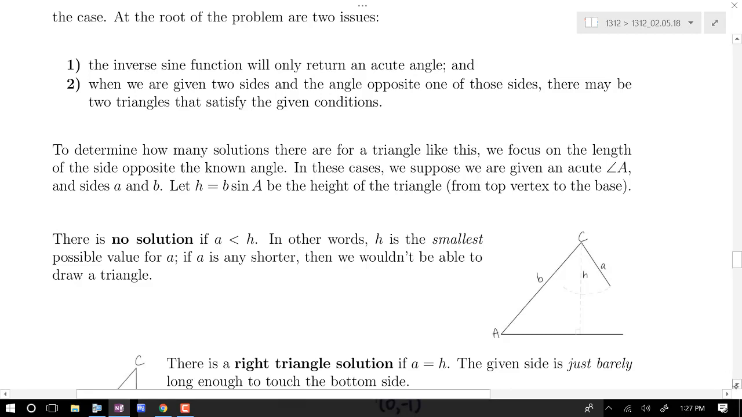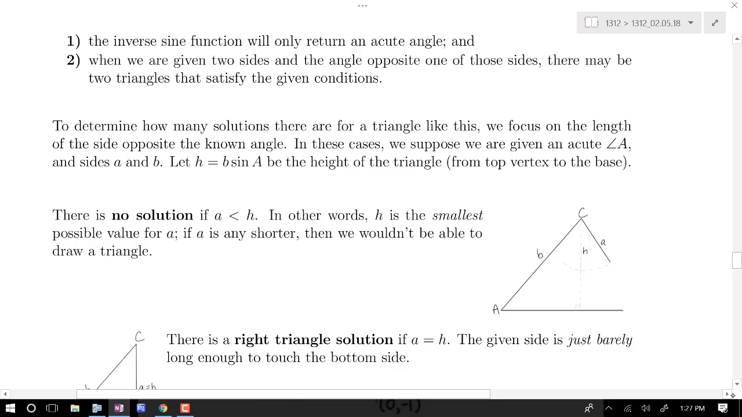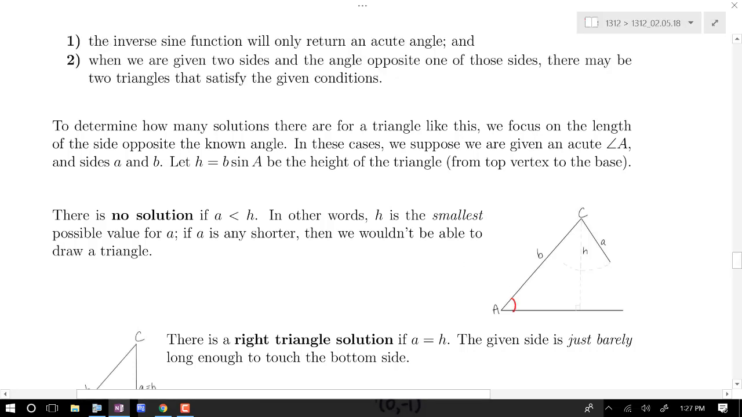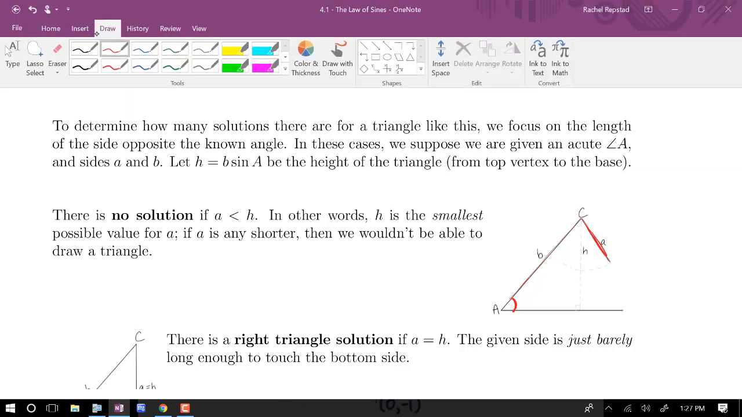So in these cases, I'm just calling the known angle A, and we know side B, and we know side A, right? So our matched pair is angle A and side A, and I've drawn the other given side on the top side, rather than the bottom. Whenever I'm trying to draw a triangle with information, I adhere to this convention. I just find it helpful, maybe just because I'm used to it. But here's the idea.